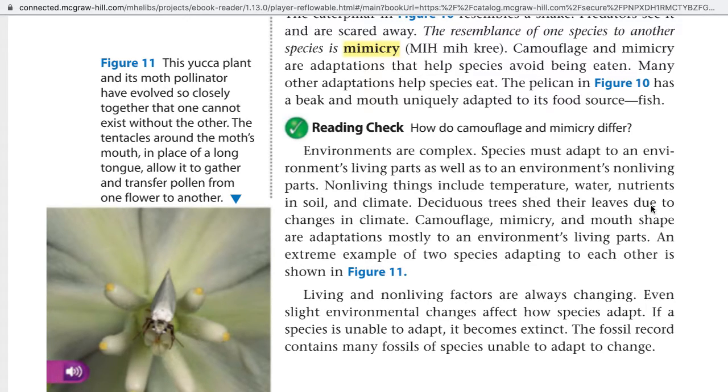Deciduous trees shed their leaves during changes in climate. Camouflage, mimicry, and mouth shape are adaptations mostly to an environment's living parts. An extreme example of two species adapting to each other is shown in Figure 11.